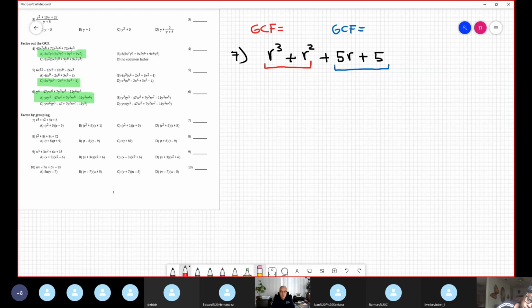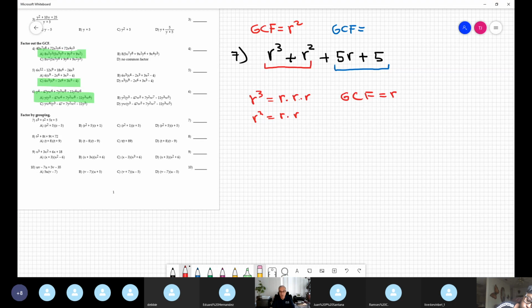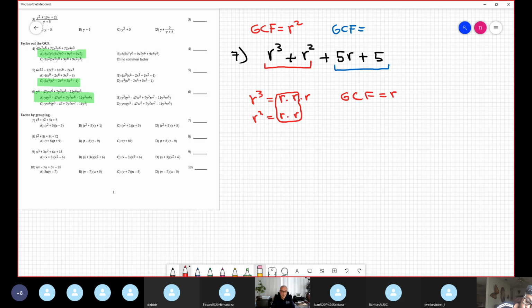It's obvious that the GCF in the red part is r squared. Some people confuse it and say, no, professor, it's r. No, you are wrong, because it's the greatest common factor. I agree with you, r cubed is r times r times r, 3 r's, and r squared is r times r, 2 times. Then it's obvious that a common factor is r, but not the greatest common factor. The greatest common factor is the biggest amount that is common, so it is r squared. Is it clear?